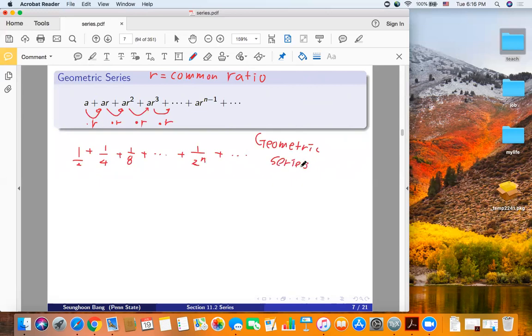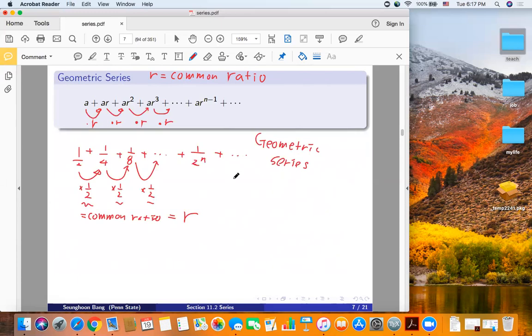How can you find 1 over 4 from the first term? Just 1 over 2 times 1 over 2, we have 1 over 4. How can you find 1 over 8 from 1 over 4? Same. 1 over 4 times 1 over 2. The next term is times 1 over 2. So this 1 over 2 is the common ratio. So we use the notation r.